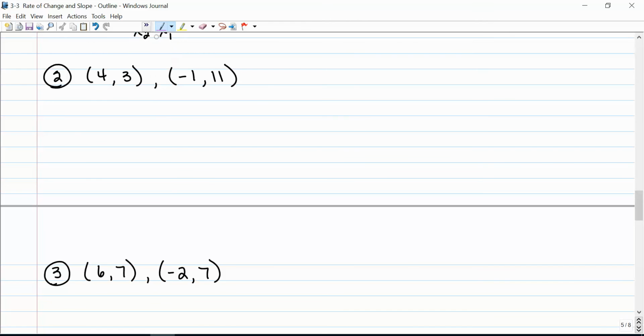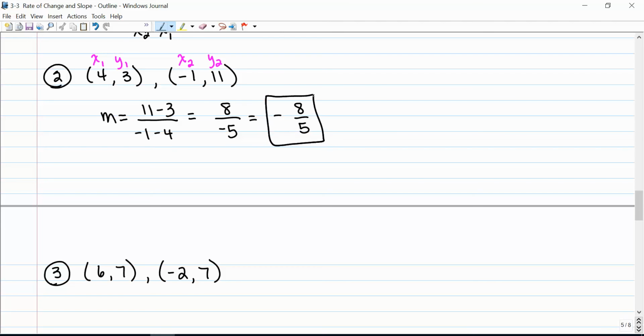Again, if you want to label these x1, y1, x2, y2, and then my slope is y2 minus y1, so 11 minus 3, over x2 minus x1, negative 1 minus 4, or 8 over negative 5, and I just kind of prefer to put the negative out front, so negative 8 over 5.